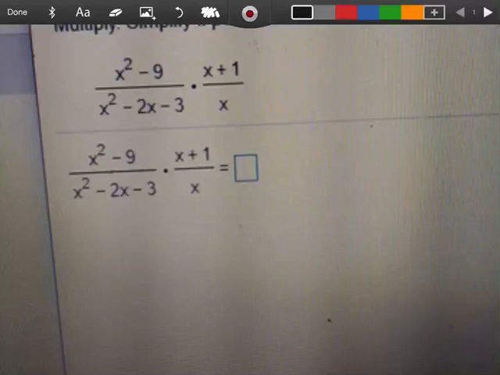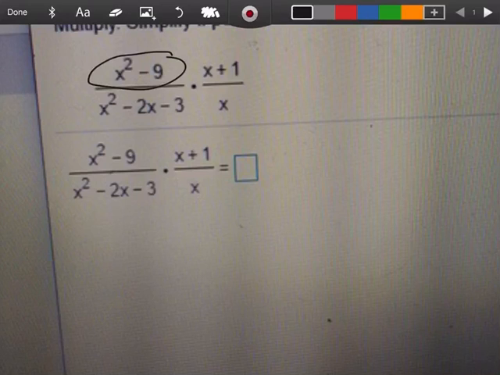Problem here, this one's actually out of 14.2, and it's asking us to multiply and simplify. So again, remember the idea here is I need to factor everything I can, all right? So my first step here, guys, is going to be, let me factor the numerator there.